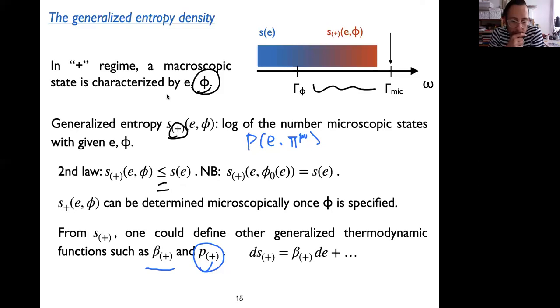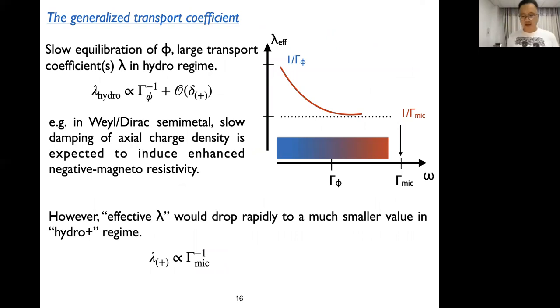Okay, I see. So another thing, some physical consequences: imagine you have a parametrically slow mode. What that means is if you consider some generic transport coefficient, you will see that this transport coefficient should be proportional to the inverse of the relaxation rate of the slow mode. Just think about the Drude approximation for conductivities. So if you have a parametrically slow mode, you typically will have a very enhanced, very large transport coefficient. One example is the system near the critical point, where the bulk viscosity grows with the correlation length to the third power. Another interesting example is Weyl semimetals, where the slow damping of axial charge densities will induce an enhanced negative magnetoresistivity.